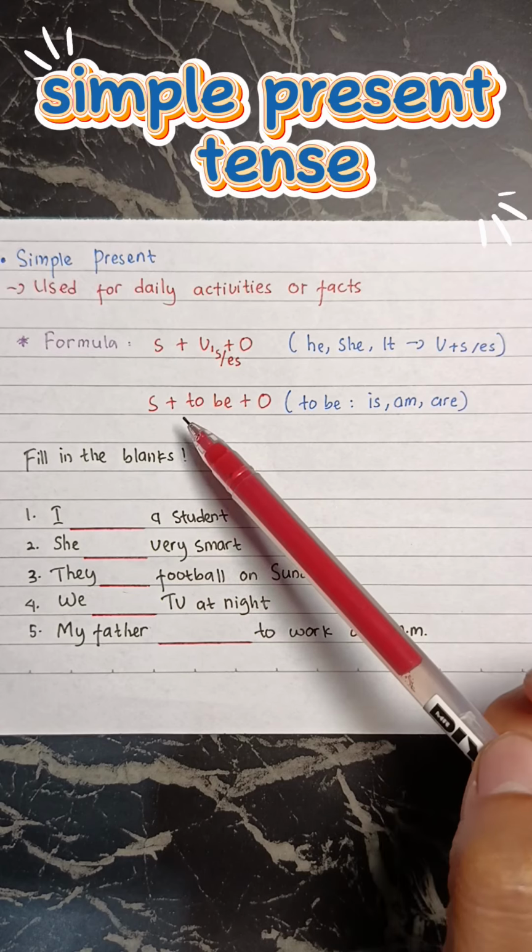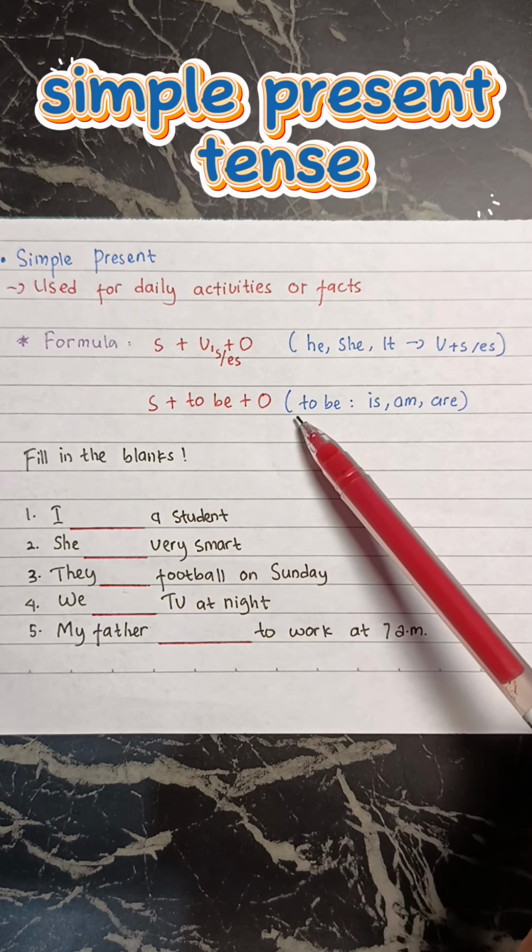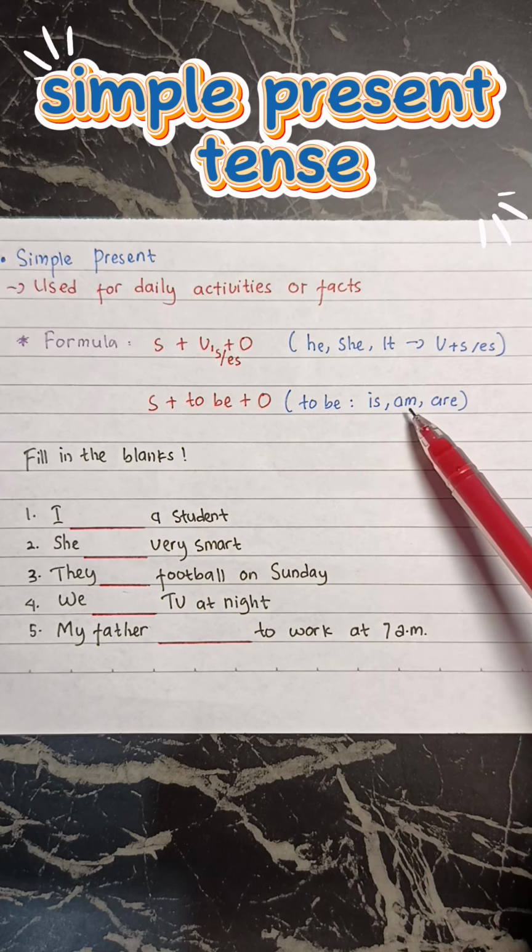We can also use to be. Subject plus to be plus object. To be: am, is, and are.